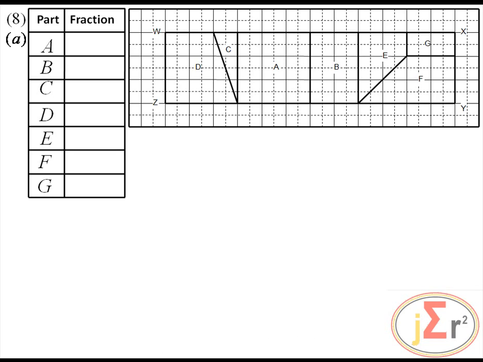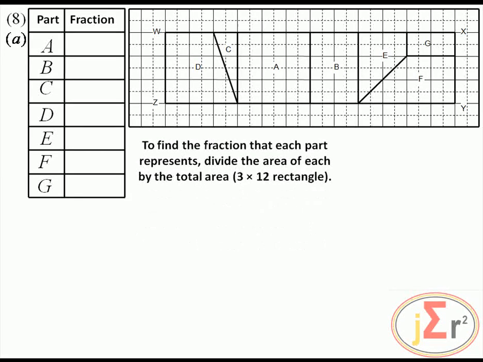So what do we do? To find the fraction that each part represents, divide the area of each by the total area. And of course, the total area is a rectangle 3 units by 12 units. There we have the entire area, 3 by 12 units. So the area of the total, A sub t, is 3 times 12, which is 36 units squared.